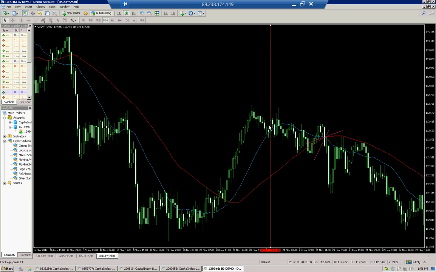But here we have to wait until the 20 goes below the 50 in order to take a short, because POGO will only take the trade in the direction of the EMAs on the 4 hour. So if the 20 is above the 50, it will go long. If the 20 is below the 50, it will go short. But it has to wait until the EMAs are in the same direction on the 30-minute.